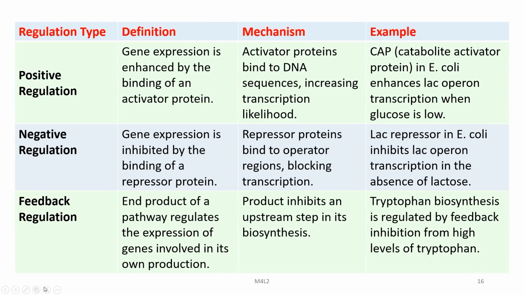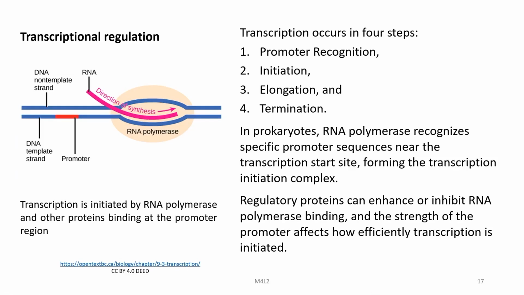In negative regulation, gene expression is inhibited by the binding of a repressor protein. Repressor proteins bind to operator regions, blocking transcription. Lac repressor in E. coli inhibits lac operon transcription in the absence of lactose. And in feedback regulation, the end product of a pathway regulates the expression of genes involved in its own production. Here, the product inhibits an upstream step in its biosynthesis. Tryptophan biosynthesis is regulated by feedback inhibition from high levels of tryptophan.